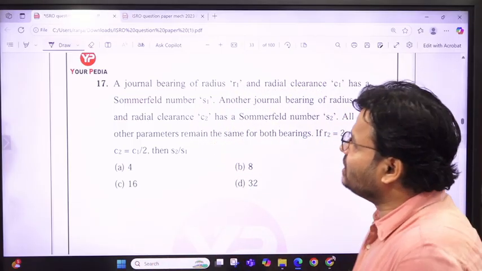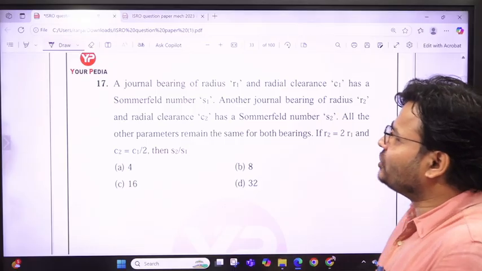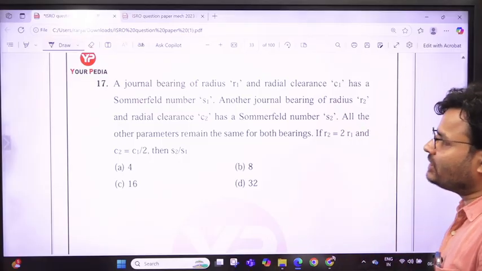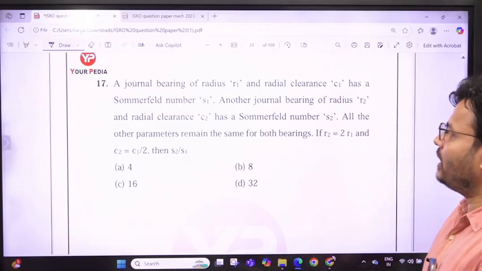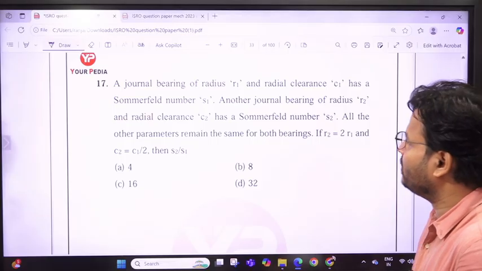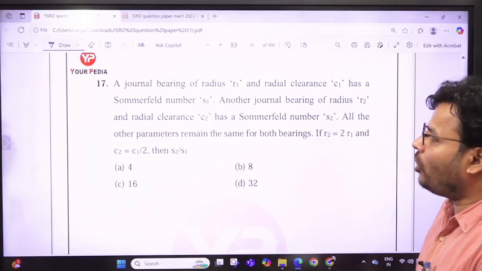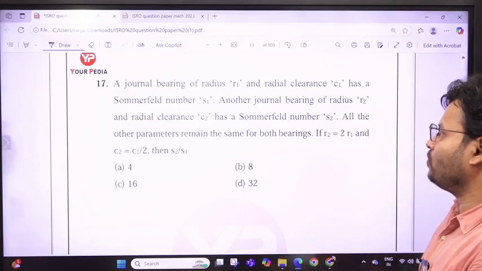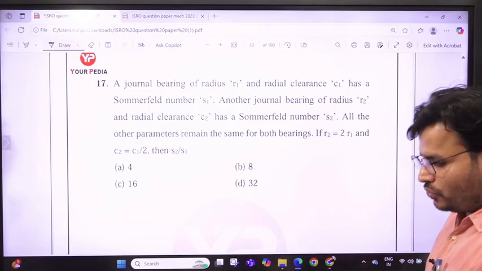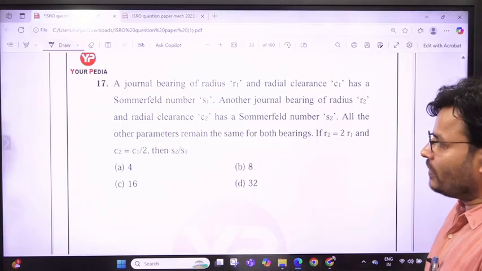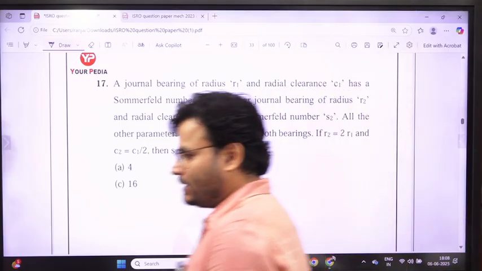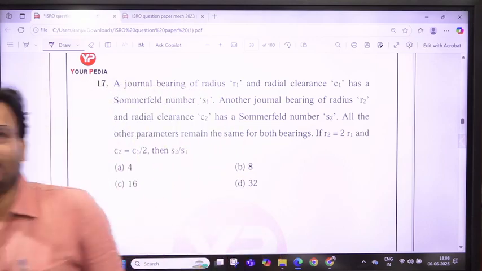Okay, that is the next question, my dear friends. A journal bearing of radius r1 and radial clearance c1 has a Sommerfeld number s1. Another journal bearing of radius r2 and radial clearance c2 has Sommerfeld number s2. All other parameters remain the same for both bearings. If r2 equals 2r1 and c2 equals c1 upon 2, then you have to calculate s2 upon s1.